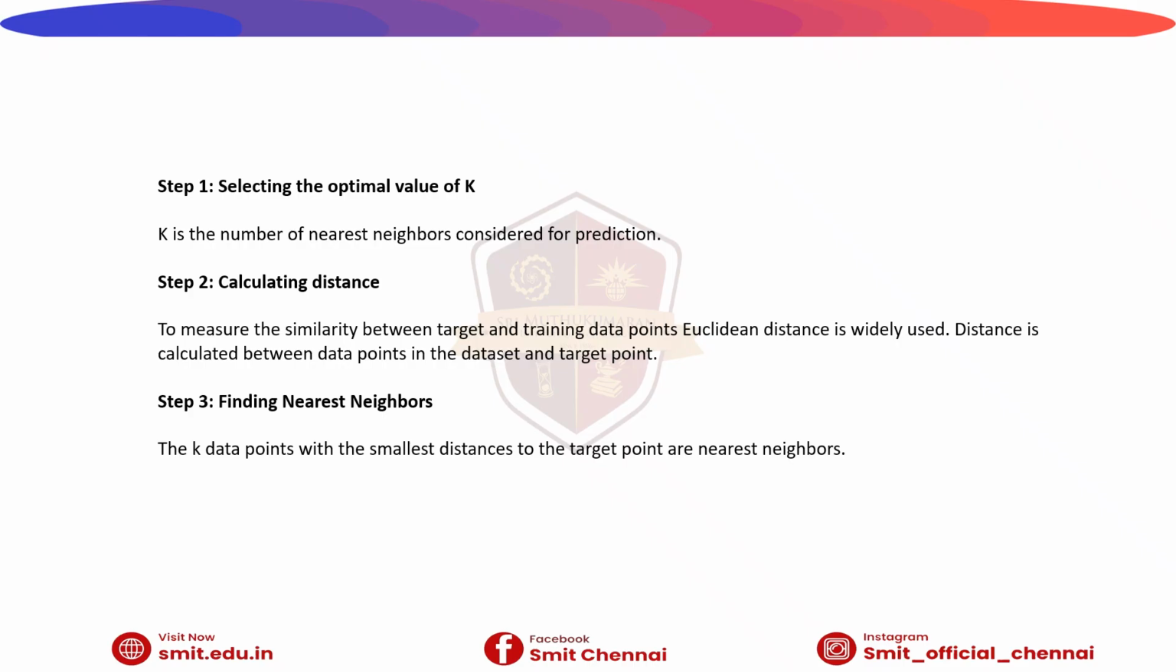Next, calculating distance. For calculating the Euclidean distance, the formula is d equal to the square root of summation i equal to 1 to n of (xi minus yi) whole square. Next, finding the nearest neighbors. After calculating the distance, the algorithm sorts them and selects the K points having the smallest distance. These selected points are called the nearest neighbors and they are used to make the prediction.